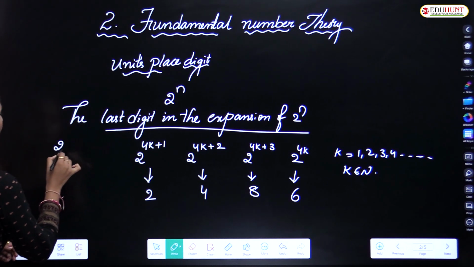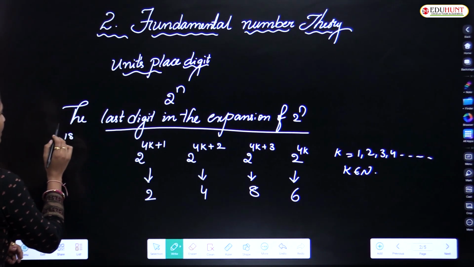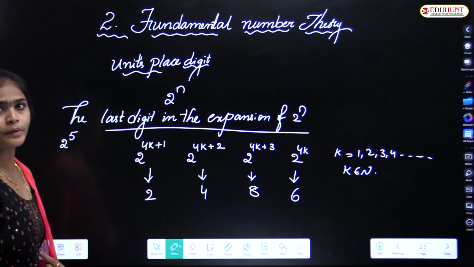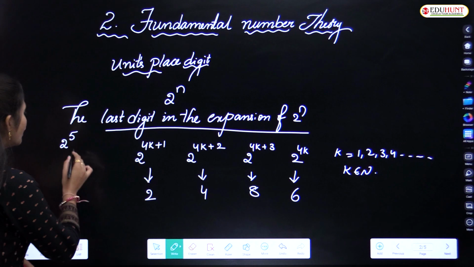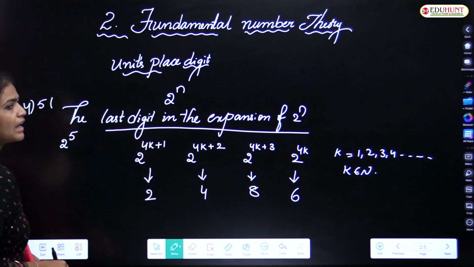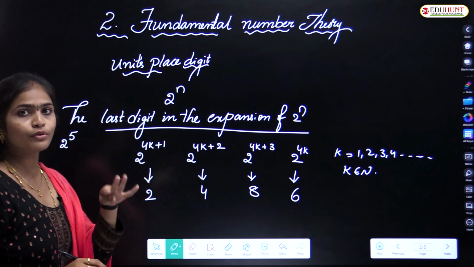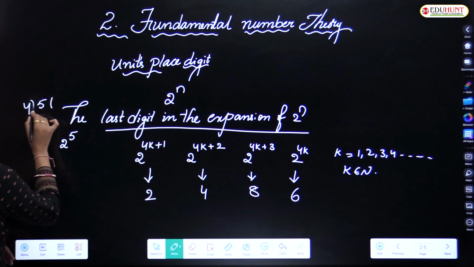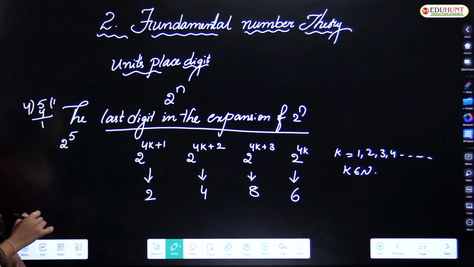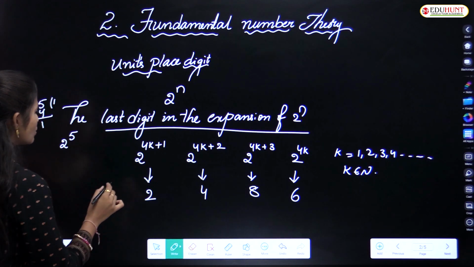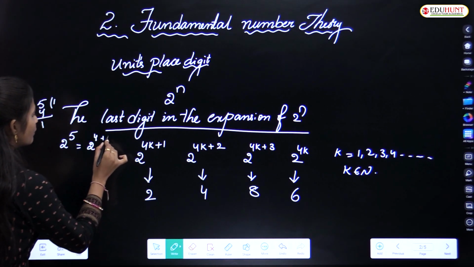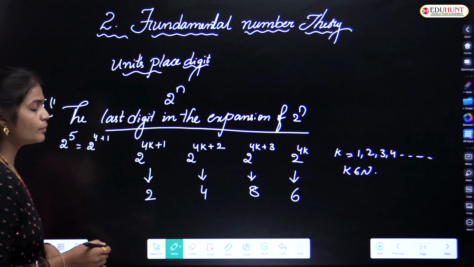For example, 2 power 18. Easiest value first, we will take 2 power 5. So first, 5 divided by 4 you have to do. Why? Because the pattern repeats for every 4 steps. So 4 ones are 4, 5 minus 4 is equal to 1. So we can write this as 2 power 4 plus 1.